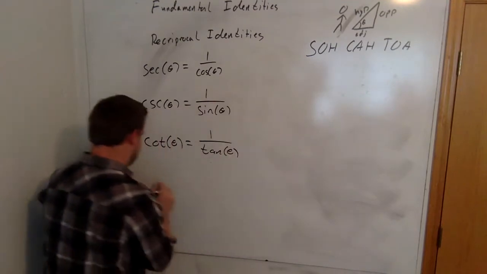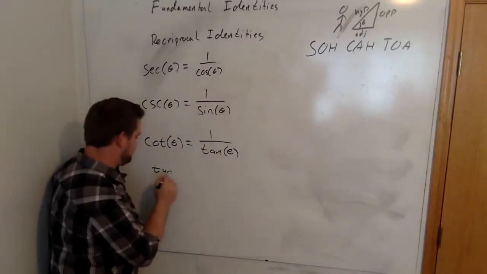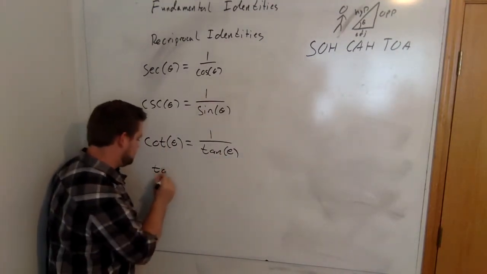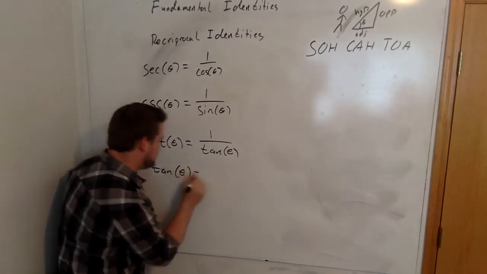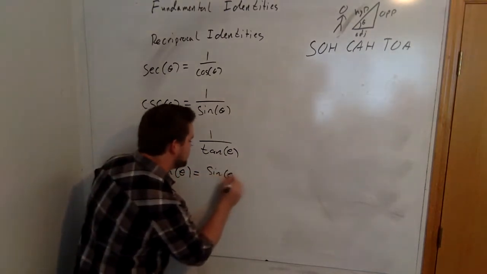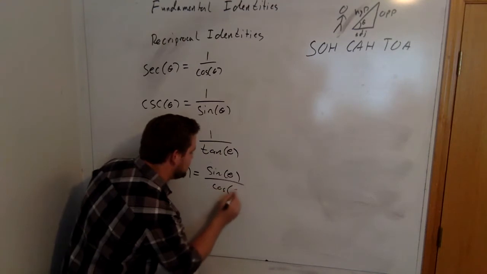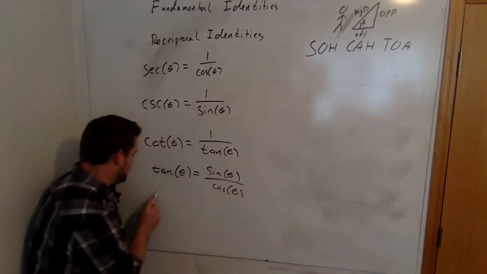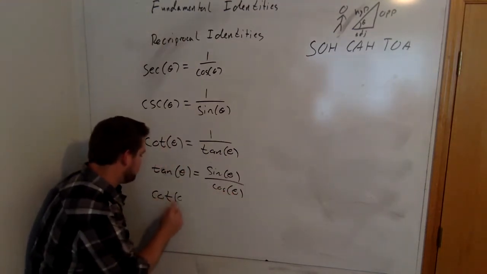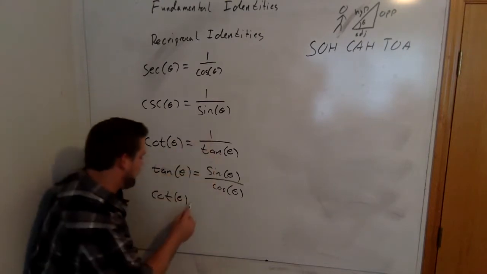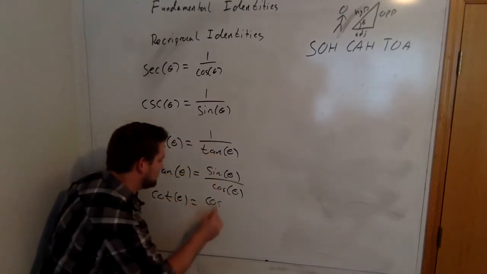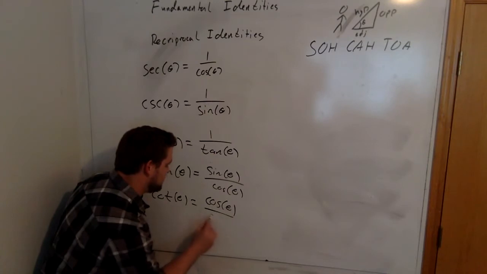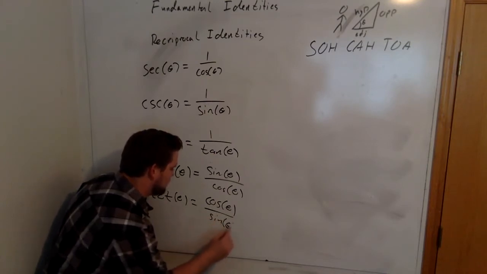So we have that tangent of theta is sine of theta over cosine of theta. And we also have that since cotangent is 1 over tangent, this means that cotangent is equivalent to cosine of theta over sine of theta.